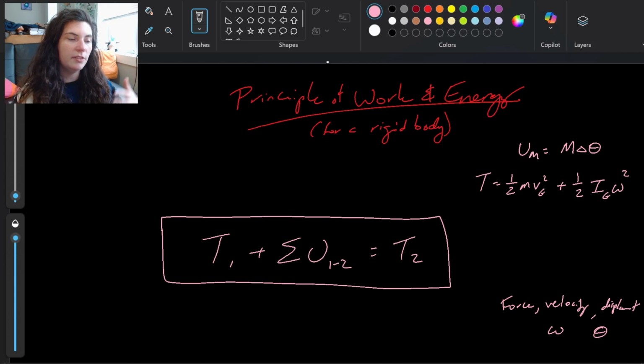It's going to be very similar to what we did for particles, just now applied for rigid bodies. Make sure that we're taking into account those rotational moments, or those angular velocities, I should say, and solving problems with those. So with that being said, let's go ahead and take a look at a couple of examples.